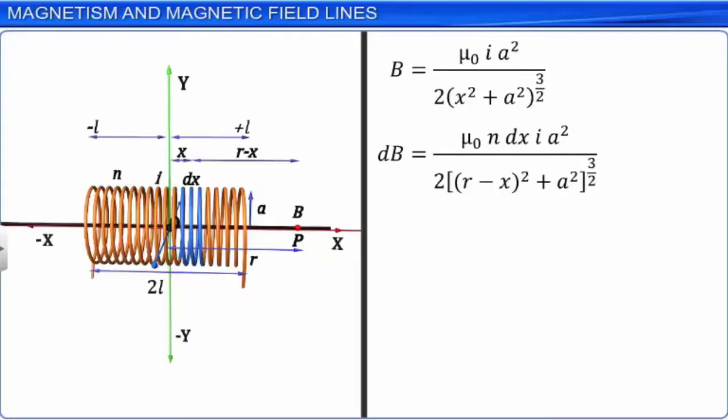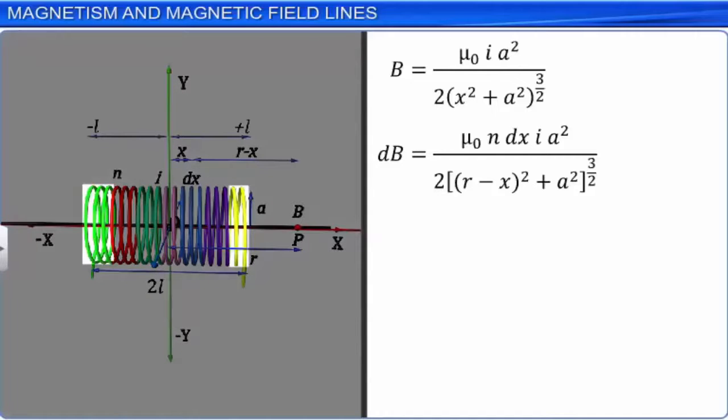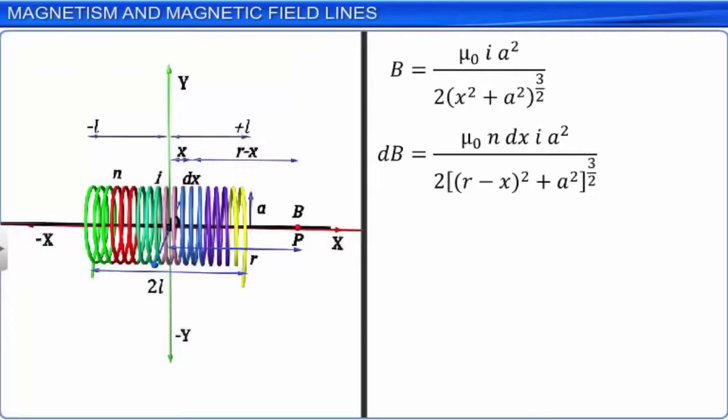The total magnetic induction due to the solenoid can be calculated by dividing the total length of the solenoid into number of small elements, and by integrating the magnetic inductions due to all the small elements, we get the total magnetic induction due to the solenoid. When we consider the small elements of the solenoid from one end to the other, the distance of the elements from the center of the solenoid varies from minus L to L.